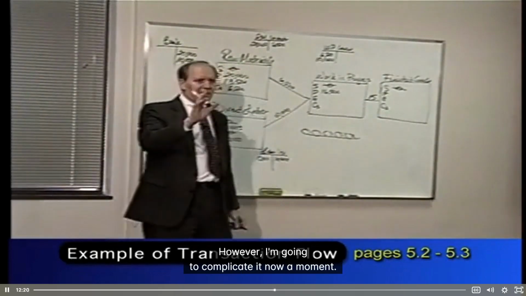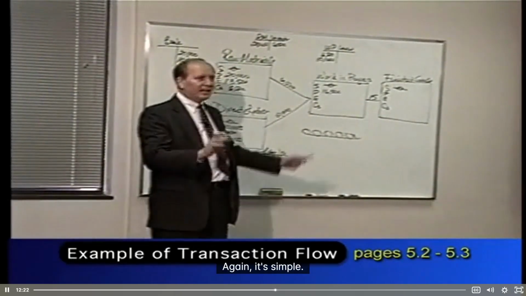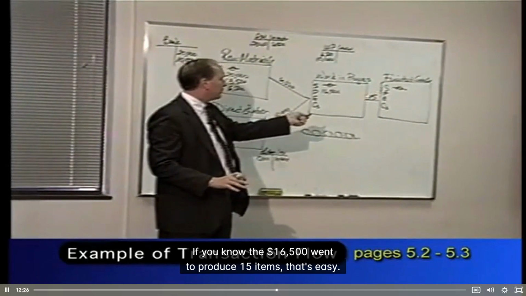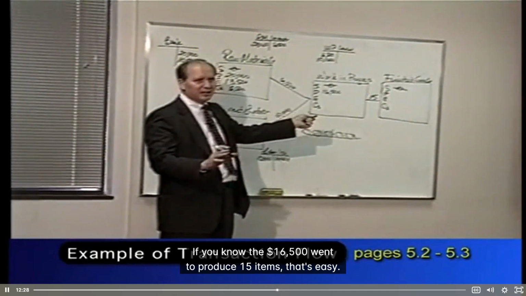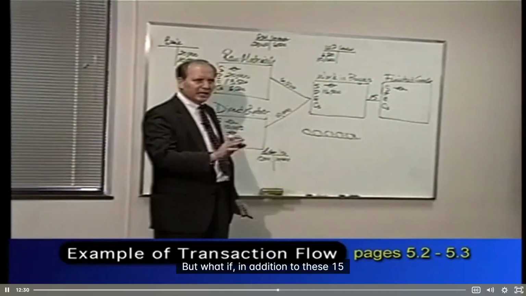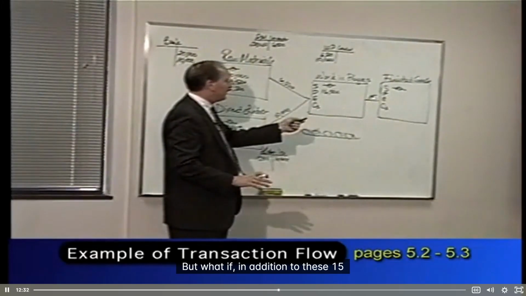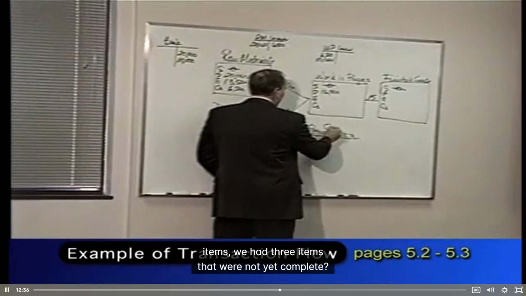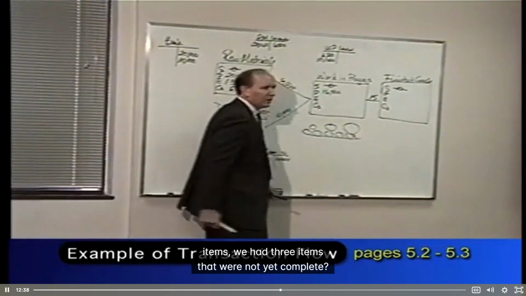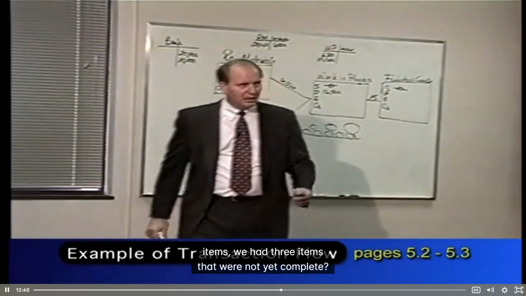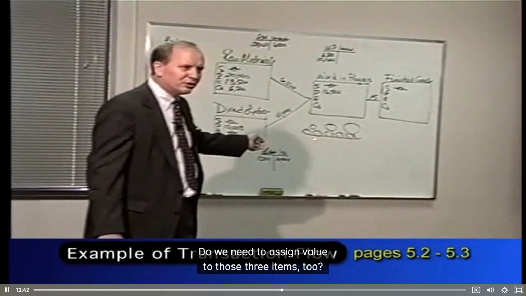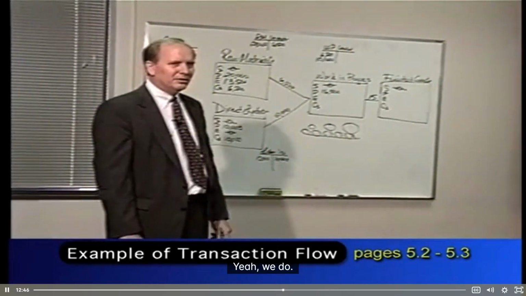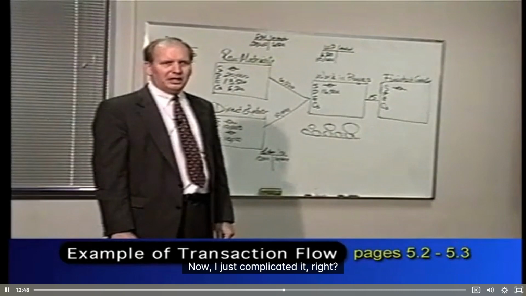However, I'm going to complicate it now a moment. Again, it's simple if you know the $16,500 went to produce 15 items. That's easy. But what if, in addition to these 15 items, we had 3 items that were not yet complete? Do we need to assign value to those 3 items too? Yeah, we do. Now I just complicated it, right?